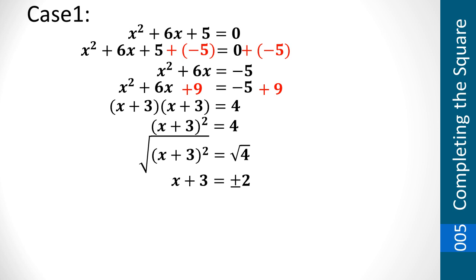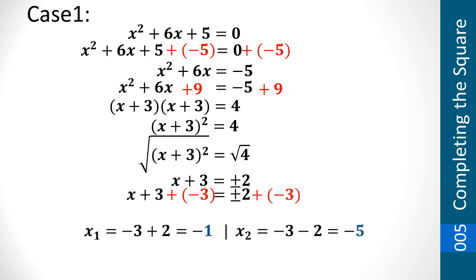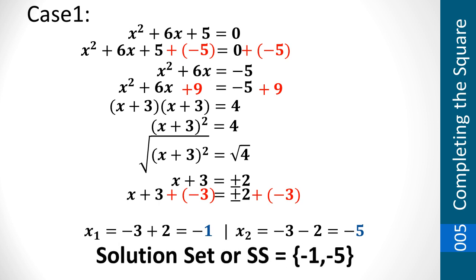So, kailangan malipat natin yung 3 sa kabilang side ng equation using APE. So, we have x plus 3. Additive inverse of positive 3 is negative 3. So, we have x plus 3 plus negative 3 equals to positive negative 2 plus negative 3. By solving, paghiwalay na natin para mabilis natin ma-solve. So, x sub 1 equals to negative 3 plus 2 equals to negative 1. And x sub 2 is equal to negative 3 minus 2 equals to negative 5. Writing that for our solution set or SS is equal to the elements negative 1, negative 5. Okay?